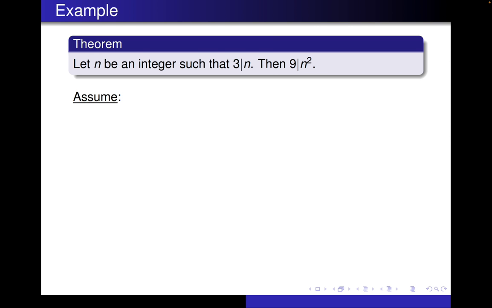All right, so if we look at this, we've got to be careful about what we assume and what we're going to show. Remember, "let n be an integer such that 3 divides n" means we're assuming two things: n is an integer, and 3 divides n. Then the "then" part of our theorem is our show part. We're going to show that 9 divides n squared.